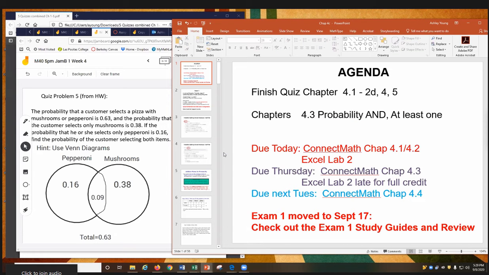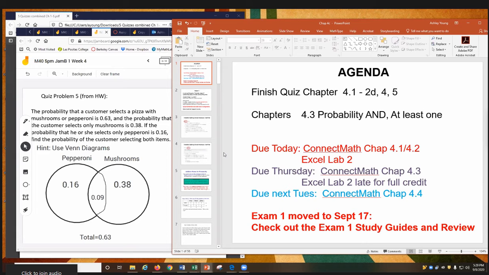To do today, you have Connect Math Chapter 4.1, 4.2, and Excel Lab 2 is also due today. Thursday, you have Connect Math 4.3 homework due. However, if you have problems with Excel Lab 2 and things don't go quite right, you can turn it in late for full credit on Thursday. It will be late. It's due today, so try to get it done today, but you can turn it in late for full credit on Thursday.